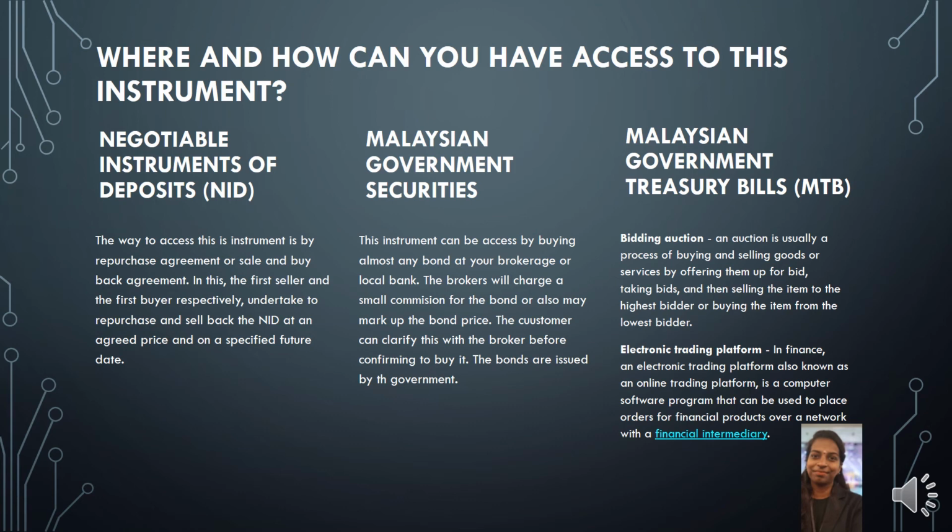The next one is the electronic trading platform. An electronic trading platform, also known as an online trading platform, is a computer software program that can be used to place orders for financial products over a network with a financial intermediary.